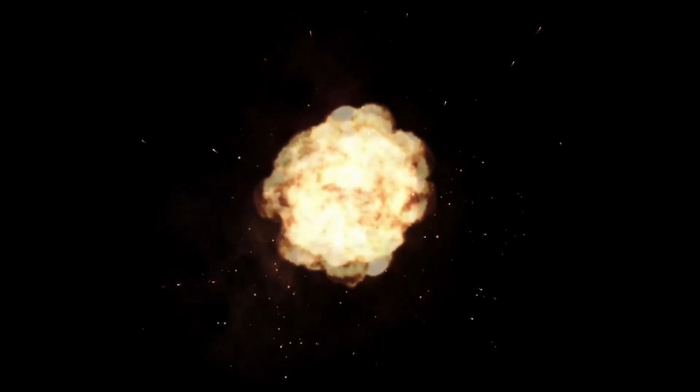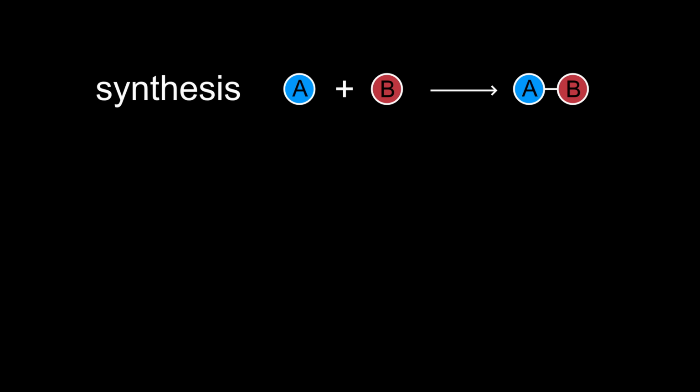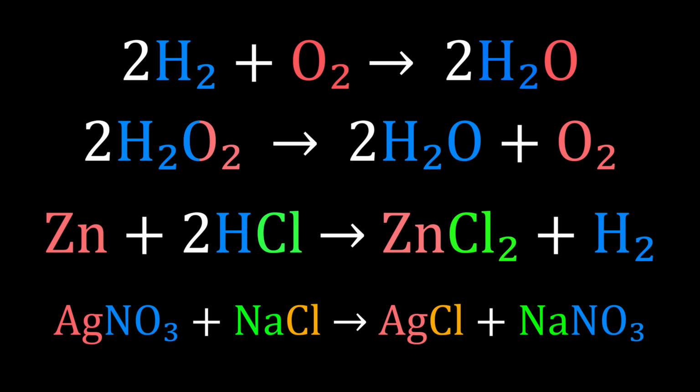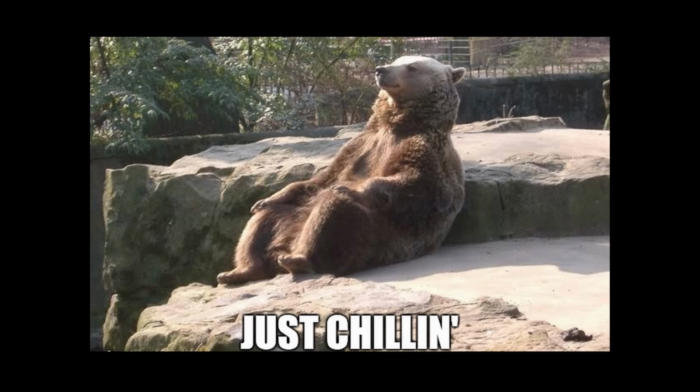Hey, remember sodium and water? What's going on there? Explosions are really just chemical reactions that release a lot of energy in a very short amount of time. Also, they expand. Like, a lot. There's a couple types of chemical reactions: synthesis, decomposition, single replacement, and double replacement. Here's an example for each one. They all happen mainly for one reason, to decrease energy and get to a more stable state.